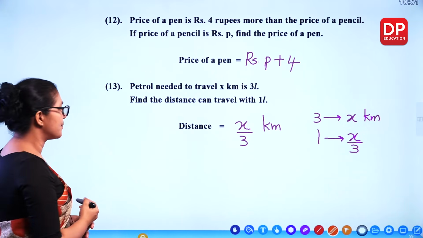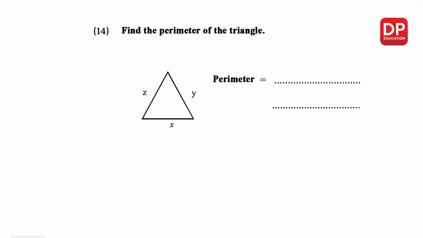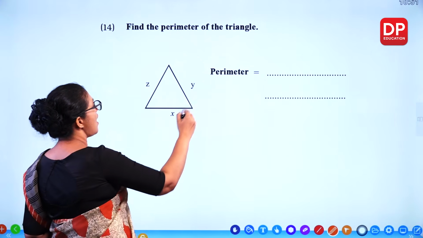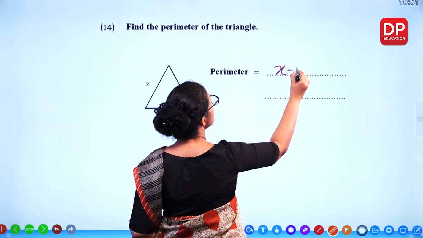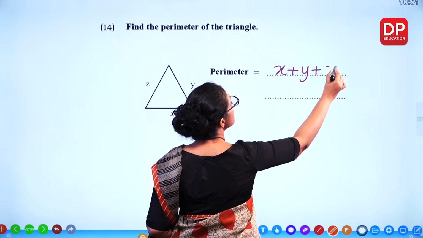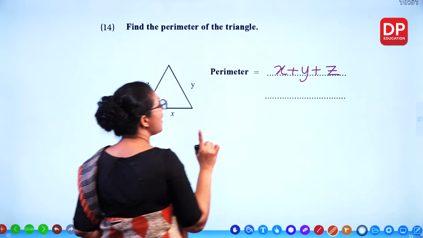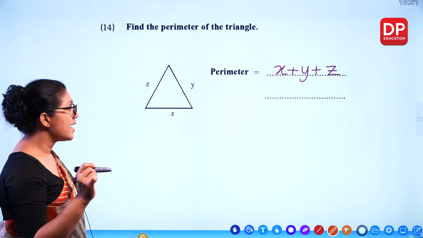1/3 of x. Find the perimeter of the triangle. All lengths are given, so just add it. Add the outer lengths, x plus y plus c. So you can't simplify because these are not like terms.